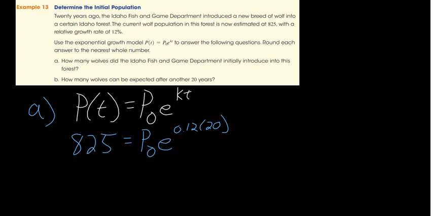Real quickly, how did I get that 20? Well, this reads, how many wolves did the Idaho Fish and Game Department initially introduce to the forest? Well, we are 20 years after the fact. That's why. So that's where I get that 20 from. So now all I have to do is solve for P naught.